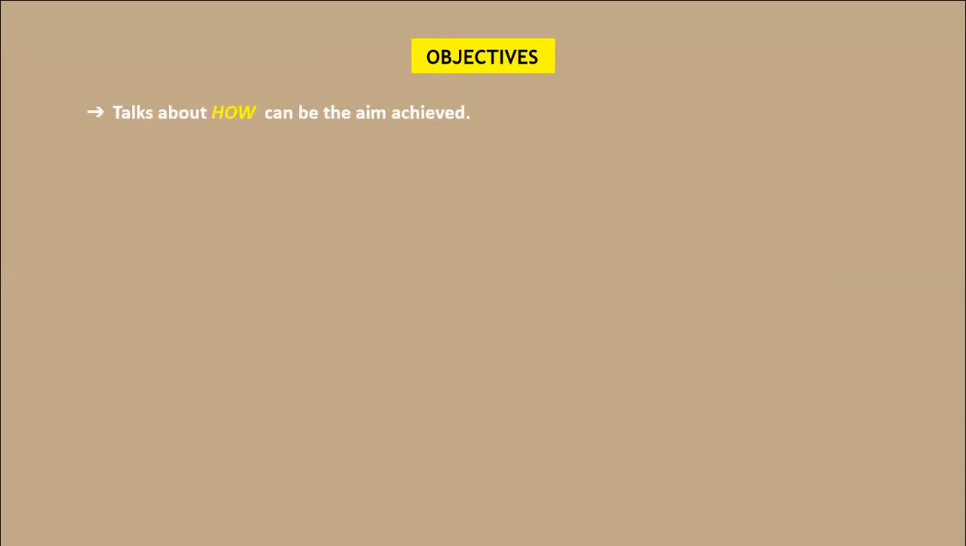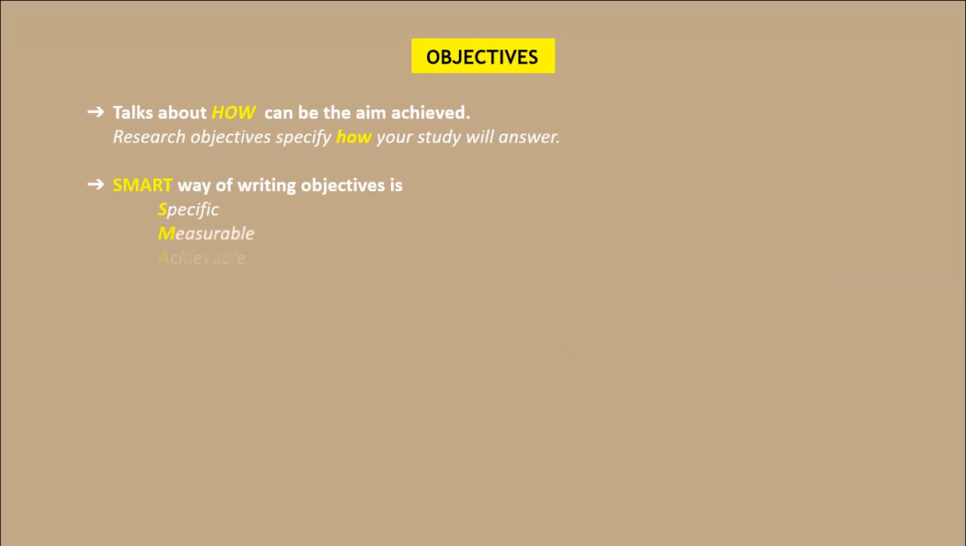Objectives. They basically talk about how the aim can be achieved. They specify how your study will answer the research question. Objectives should be SMART, that is, your objectives have to be specific, measurable, achievable, relevant, and time bound.